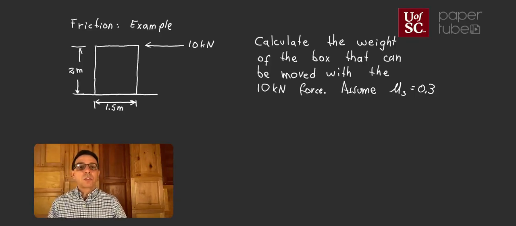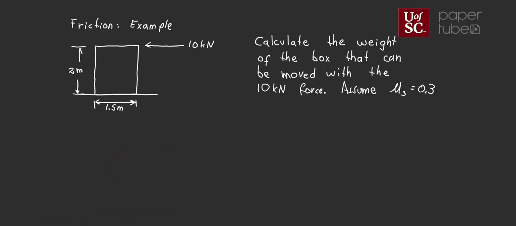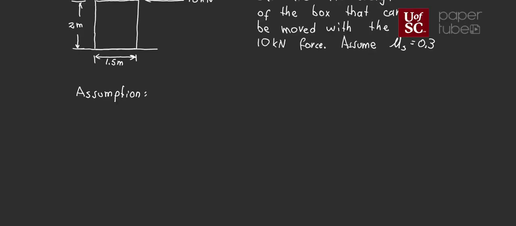To start the problem, I need to make an assumption whether or not the box is going to be sliding or the box is going to be tipping. Because depending on that assumption, we need to do a different free body diagram. So in this case, I'm going to make the assumption of sliding. That's going to be my assumption. Based on that assumption of sliding, now I can do my free body diagram. And my free body diagram is going to be something like this.